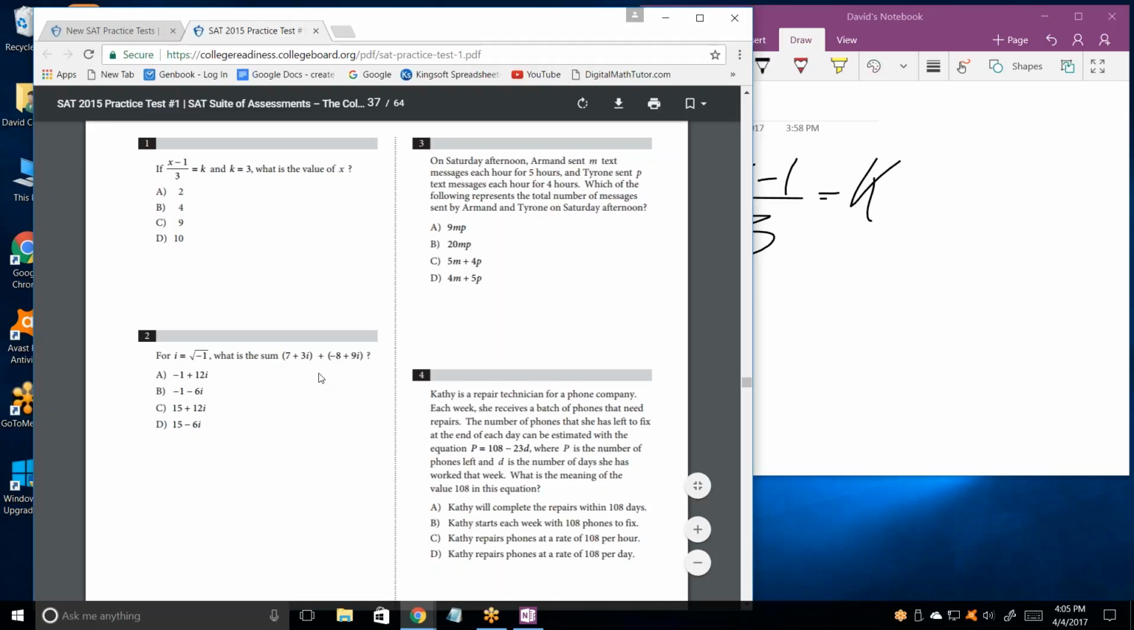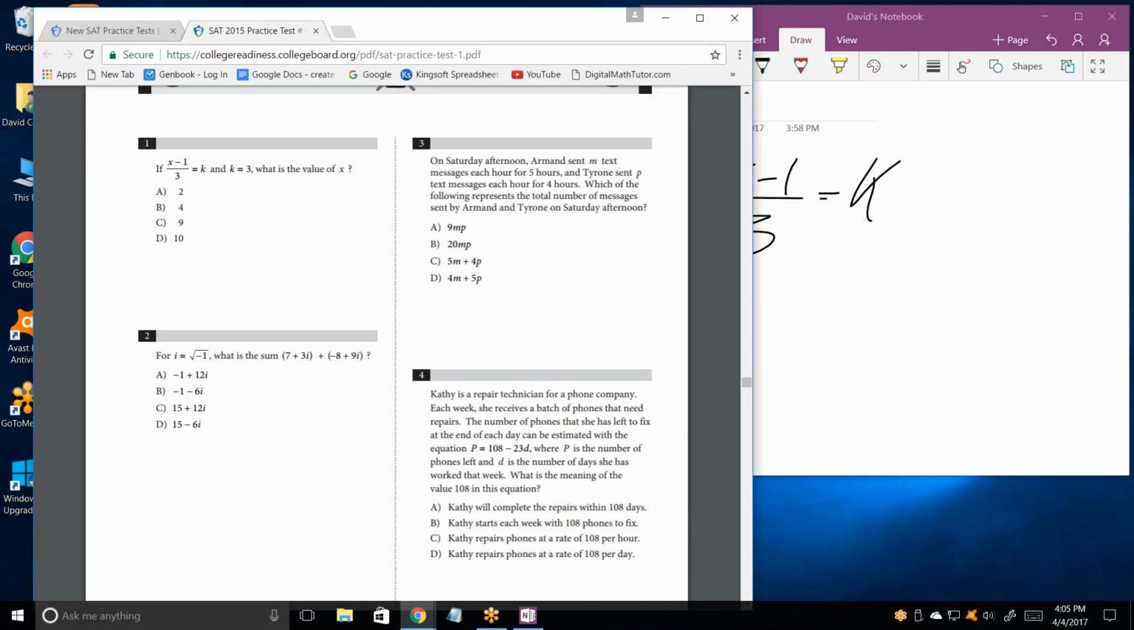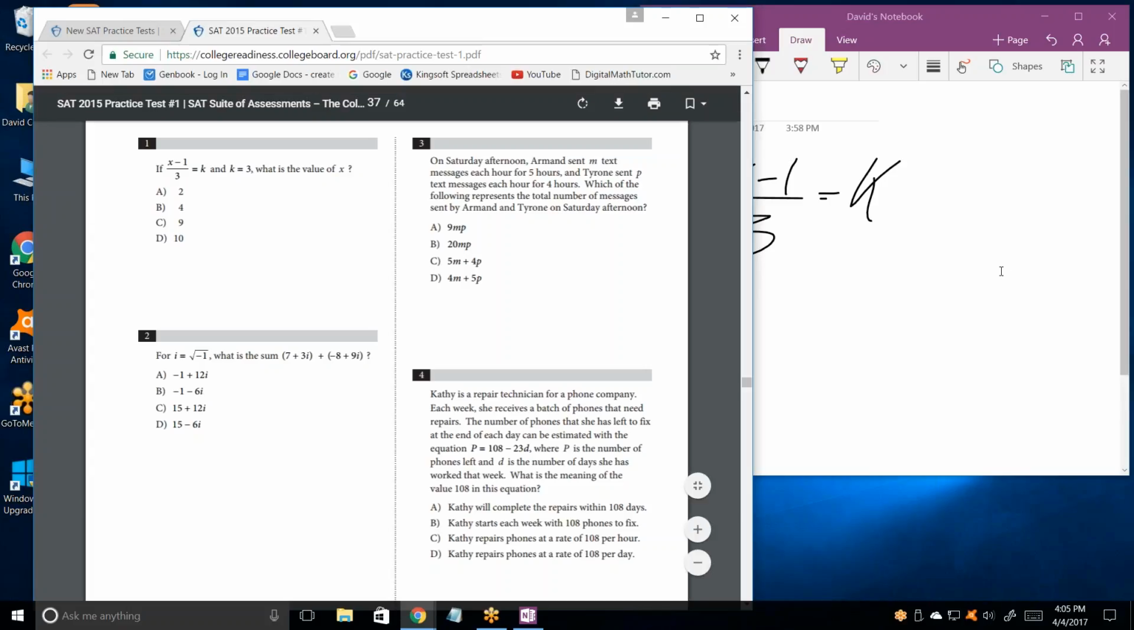So i squared is no longer a complex number. It's a real number, minus 1. Whenever you encounter an i squared, substitute minus 1 for it. If you have just i's, then you have to leave it like that. There's nothing I can do to that answer A. That's as simplified as it can get. All right, how about number 3?